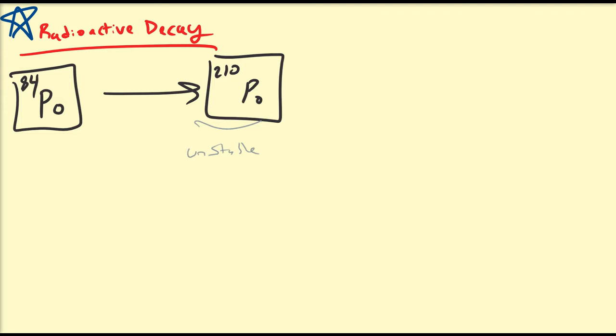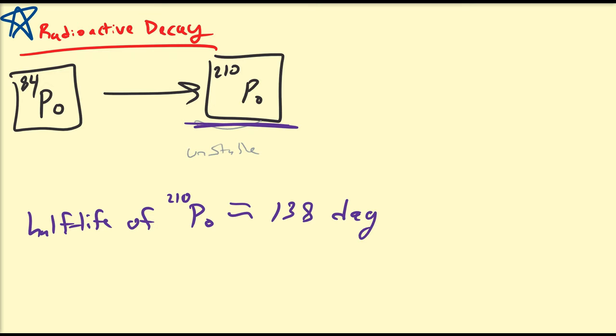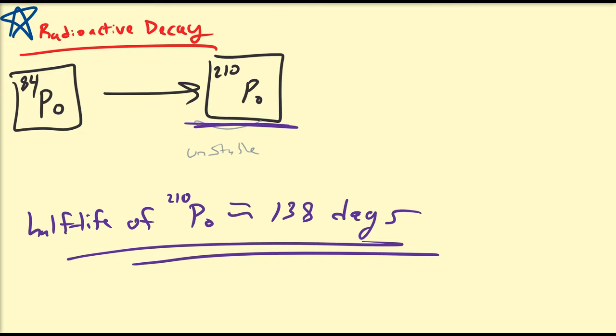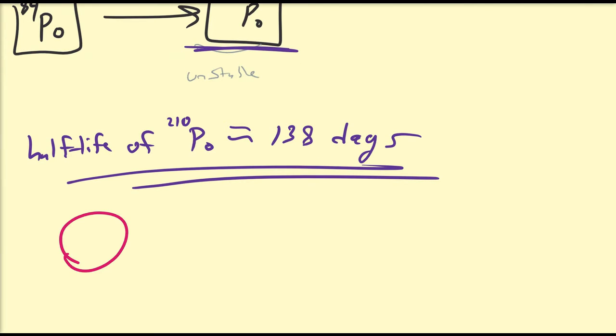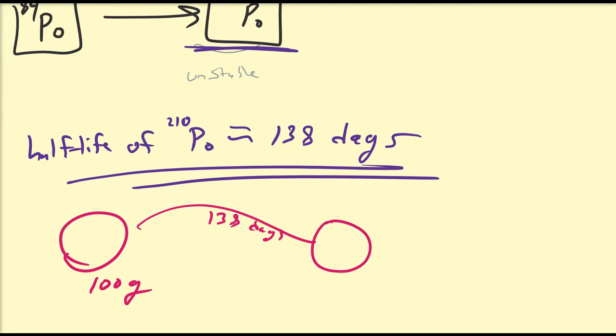All right, so through experimental processes, one can find that the half-life of polonium-210 is approximately equal to 138 days. So what exactly does half-life of a radioactive isotope mean? Let's assume we start off with, say, 100 grams of polonium-210. After 138 days, we're going to have half as much as we started with. So we're going to have 50 g.